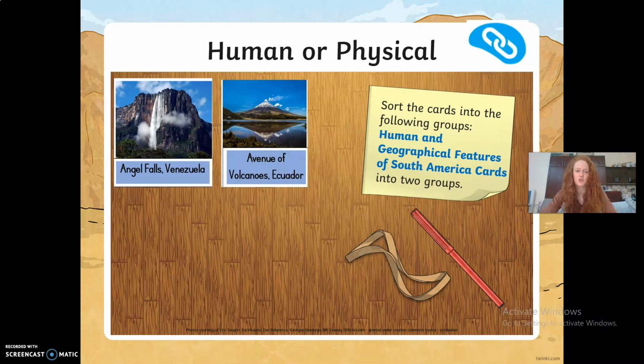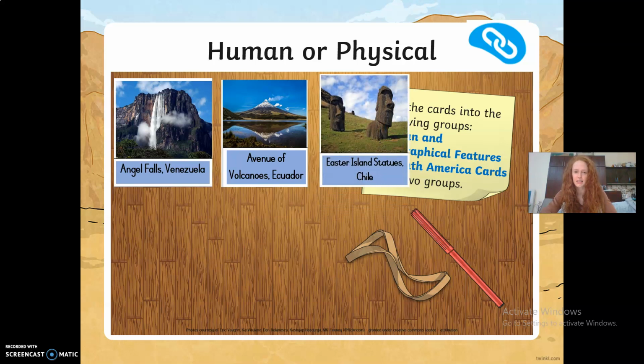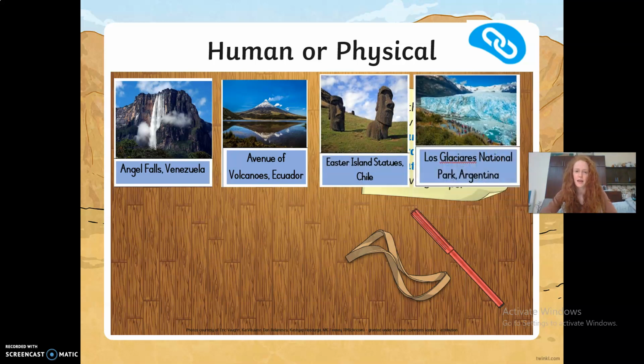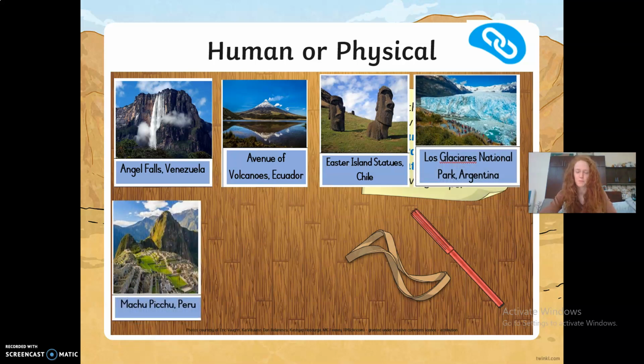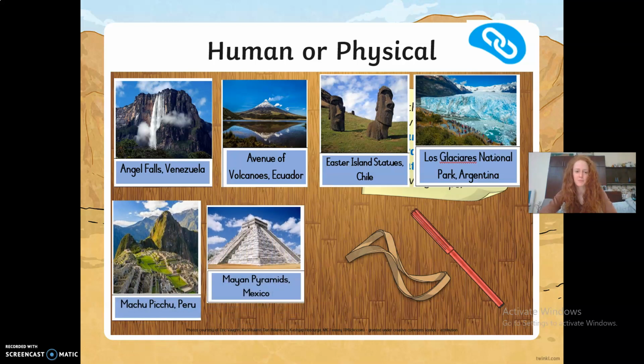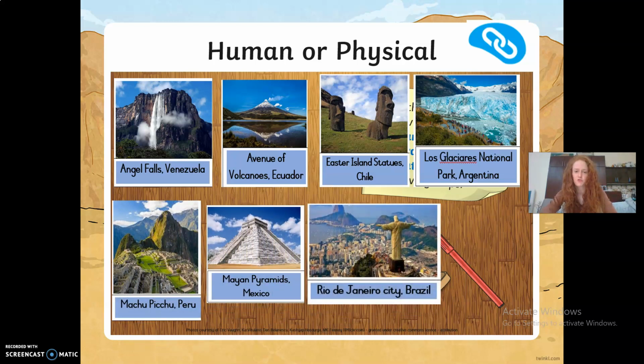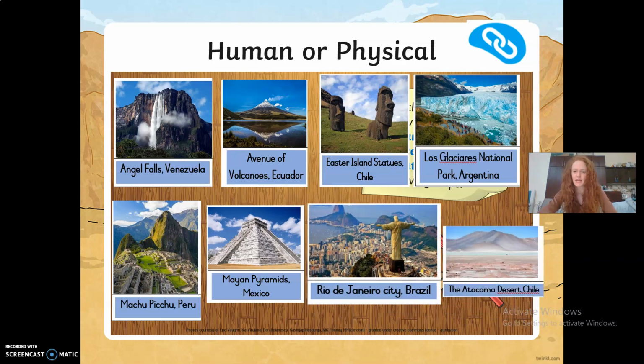We have the Avenue of Volcanoes in Ecuador, Easter Island statues in Chile, Los Glaciares National Park, Argentina, Machu Picchu in Peru, Mayan Pyramids of Mexico, Rio de Janeiro City in Brazil, and the Atacama Desert, Chile. So, once again, your task here is to use a bit of linking, connection finding.